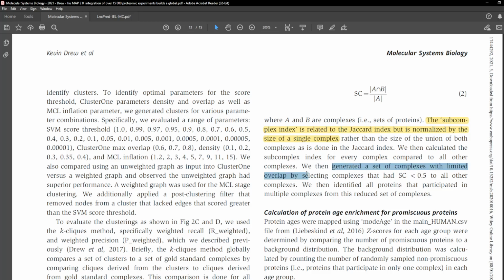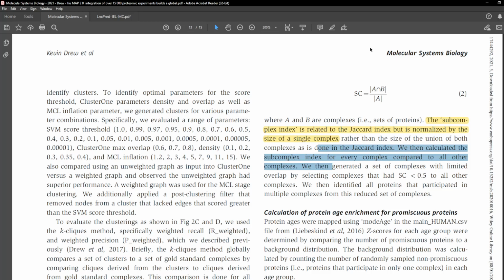Calculation of protein age enrichment for promiscuous proteins. Protein ages were mapped using mode age in the main_human.csv file from Liebeskind et al., 2016. Z-scores for each age group were determined by comparing the number of promiscuous proteins to a background distribution. The background distribution was calculated by counting the number of randomly sampled non-promiscuous proteins, i.e., proteins that participate in only one complex, in each age group.